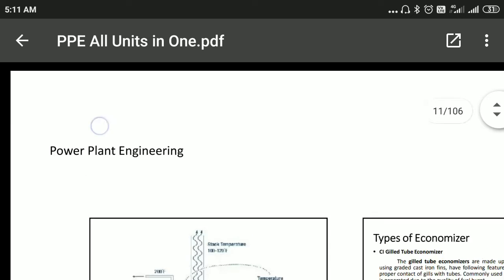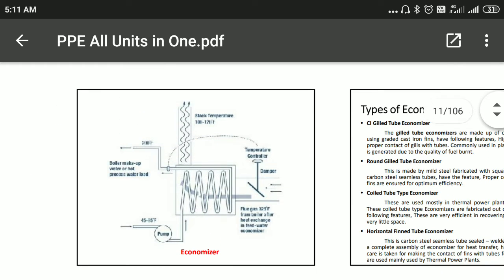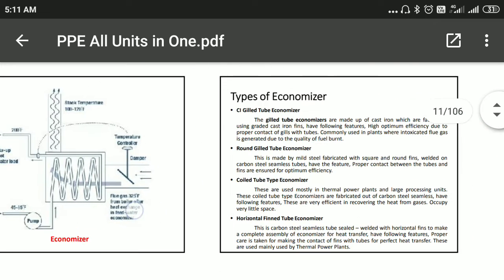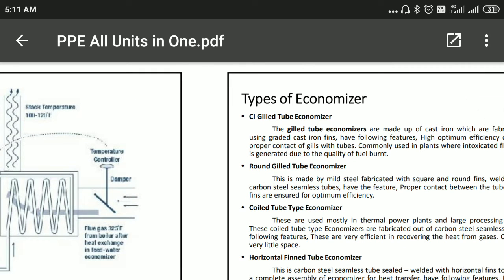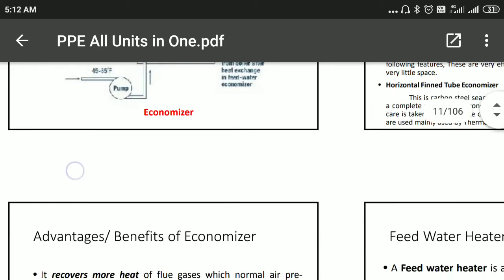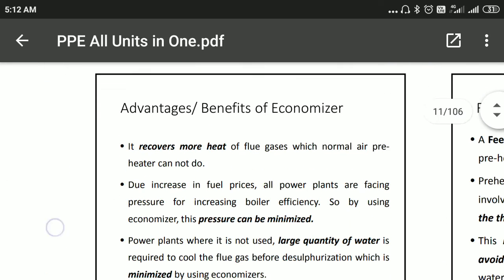Next is a figure of the economizer where flue gases, not steam exactly, are coming from one direction. The flue gases are coming out from the furnace after superheating the steam. They come to the economizer where the water is preheated before going to the furnace boiler. The types of economizers are given here: CI gill tube economizer, round gill tube economizer, coil tube type economizer, and horizontal fin tube type economizer, depending on the particular functions of the economizers.